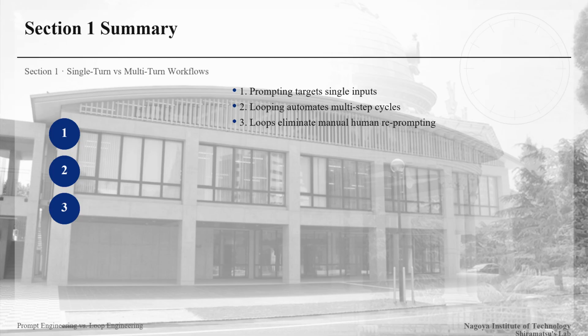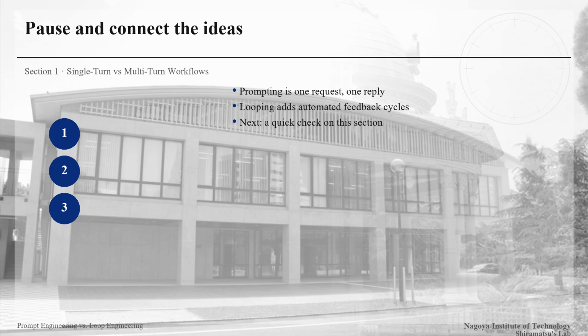Section 1 takeaways. Prompting targets single inputs, looping automates multi-step cycles, and loops reduce manual reprompting. Pause for a moment. Prompting is one request and one reply, while looping adds automated feedback. Now try the quick check for this section.